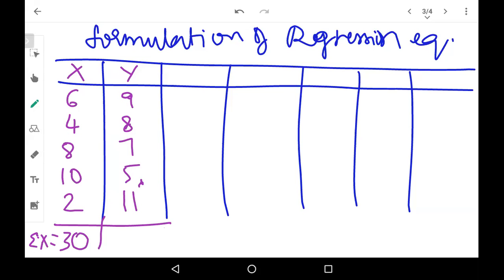40. Sigma y is 40. Okay, so we have got sigma x and sigma y. Now what is the total number? 1, 2, 3, 4, 5. Okay, n is equal to 5.